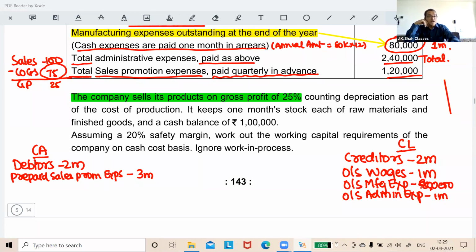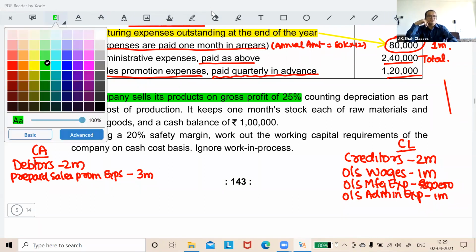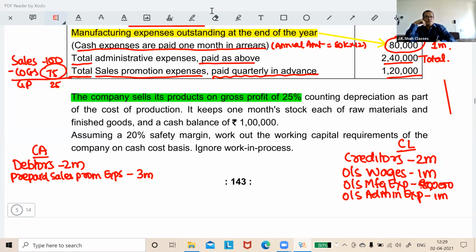Okay, fine. Now comes the question, the next part of the statement. It may put you in some danger, so let's make it red. Counting depreciation as a part of cost of production. So what now? What to do with this? What is the interpretation for this? Are you going to interpret? Chat box is open.